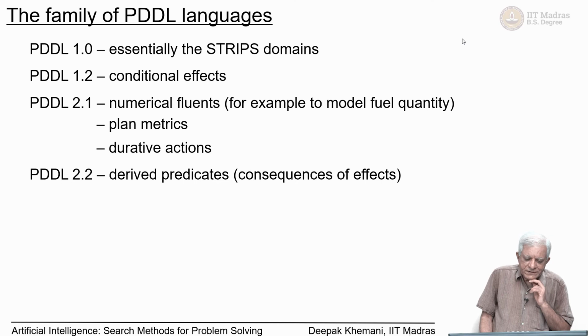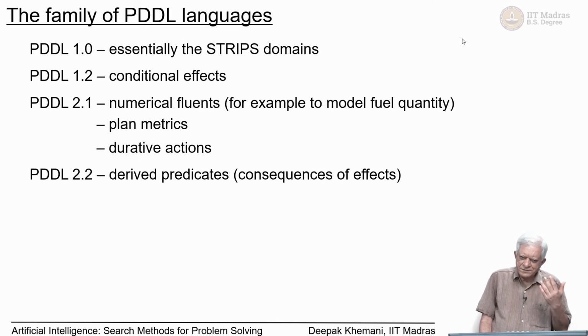Then in the next language, we have something called derived predicates, which are the consequences of effects. So, it's like saying that if some effect is true, some predicate is true, what else is true as a consequence of that? Whatever else is true as a consequence is not described as part of the operator or the action, but it is described as a derived predicate. So, if this predicate happens to be true, then something else will also be true essentially.